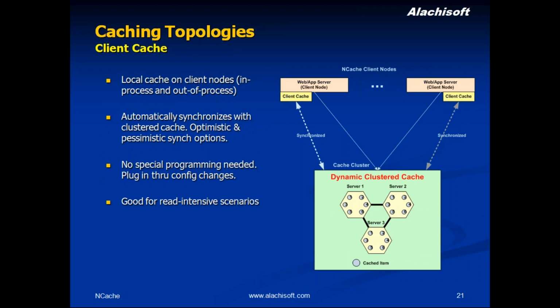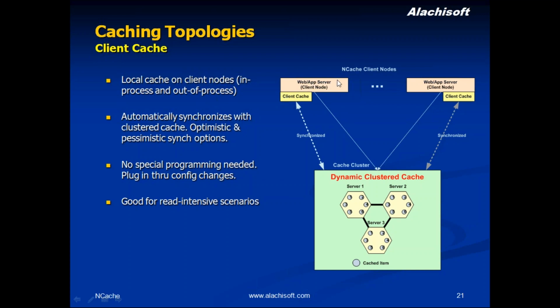So if you have more reads than writes, you might want to turn it on, and this would give you super fast performance improvements on top of your existing application. It saves your trips across the network to a distributed cache. This is already saving your trips to the backend databases, but you can even save this trip where you have to go across the network by using a client cache. You just need to turn it on.